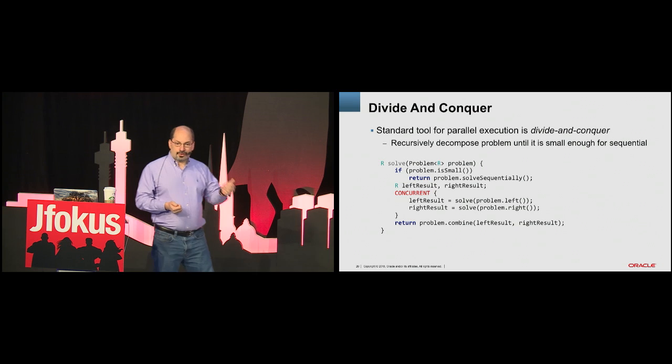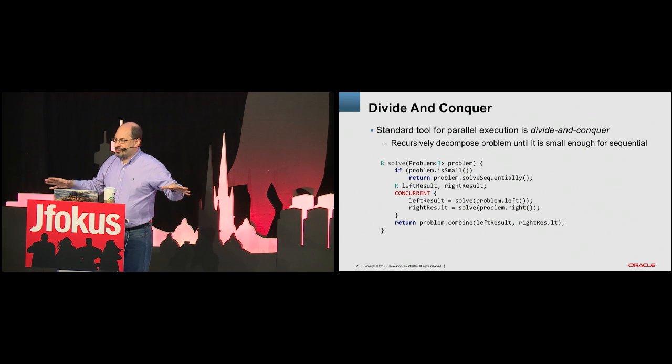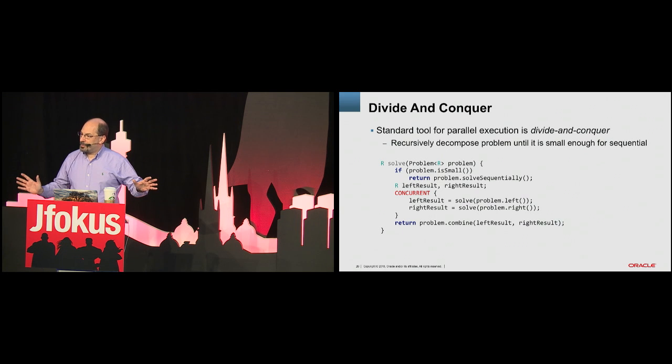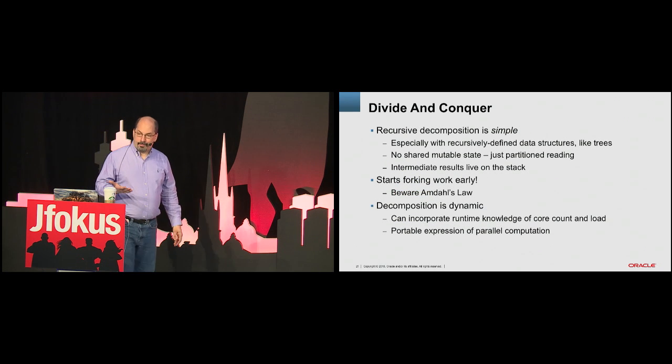Decide whether you should just solve the problem by itself. If not, split it into some number of subproblems, solve the subproblems independently, maybe in parallel, maybe not. It's independent of whether you actually have the cores to do it. You could do this on a single core machine and it still works fine. And then when you've solved the subproblems, combine the results. So the nice thing about this is it's simple.